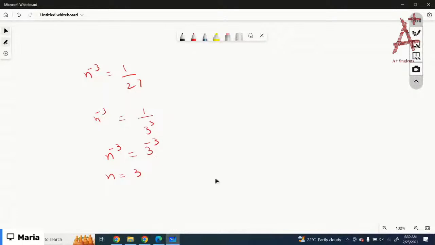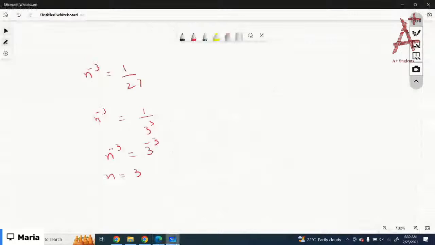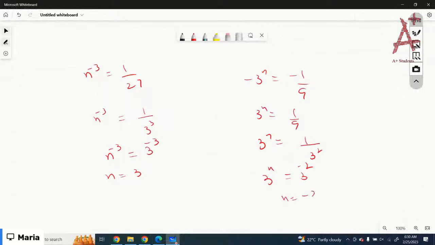Okay, the next one is -3 exponent n equals -1 over 9. So it would be 3 exponent n equals 1 over 9. Negative signs cancel out each other. It would be 3 exponent n equals 1 over 3 square. It would be 3 exponent n equals 3 exponent -2. That means n equals -2.